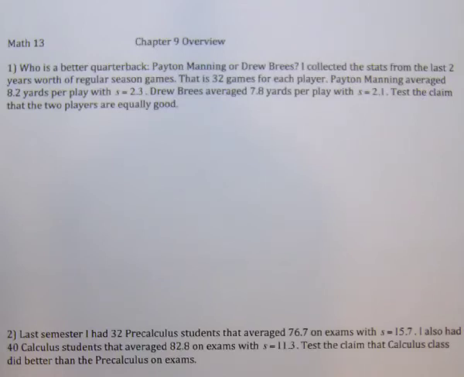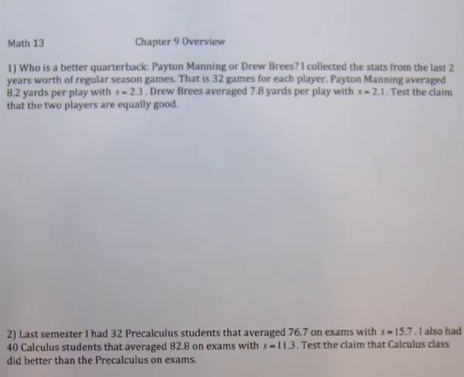Well, here we are at Chapter 9, the overview problems for Chapter 9. First of all, the idea of Chapter 9 is that we're testing claims, but it's going to be about two means, two proportions, or two standard deviations. Then the last idea is that we've got paired data, which I'll get to in the last problem. So this first one is going to be about two means.